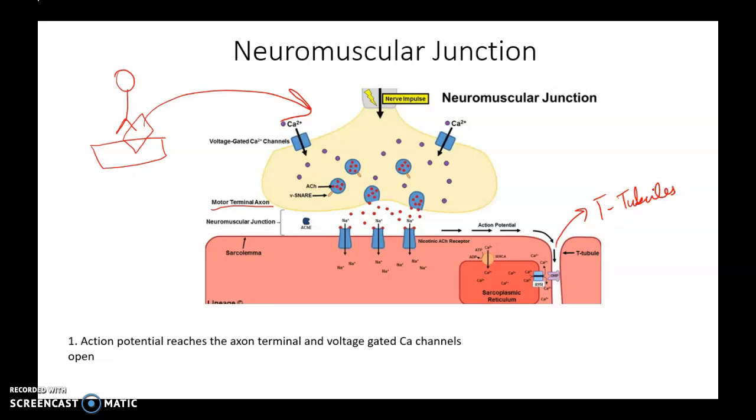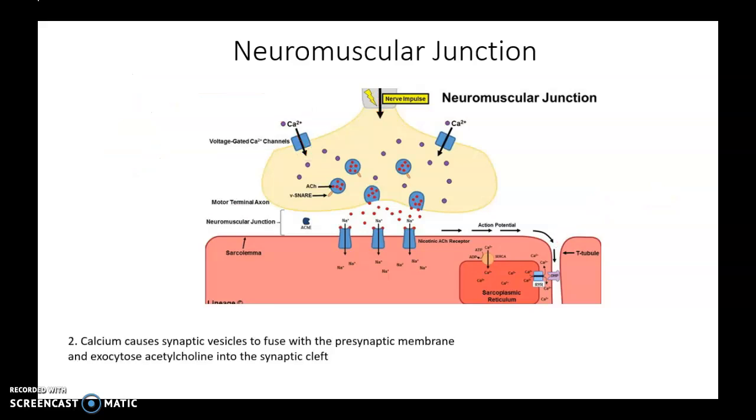Okay, so here a motor command comes down the axon, and the motor command reaches the axon terminal. When this happens, there are voltage gated calcium channels that open up, and when voltage gated calcium channels open up, calcium enters the cell. So we have an influx of calcium into the cell.